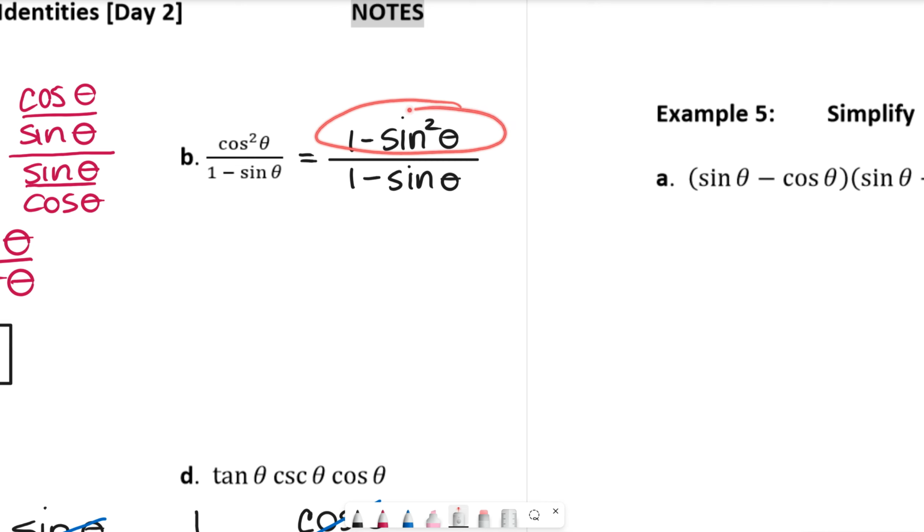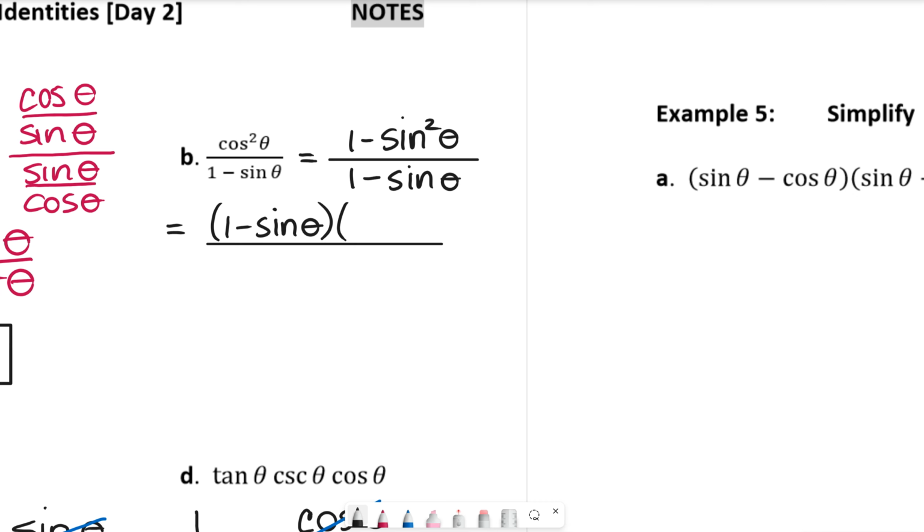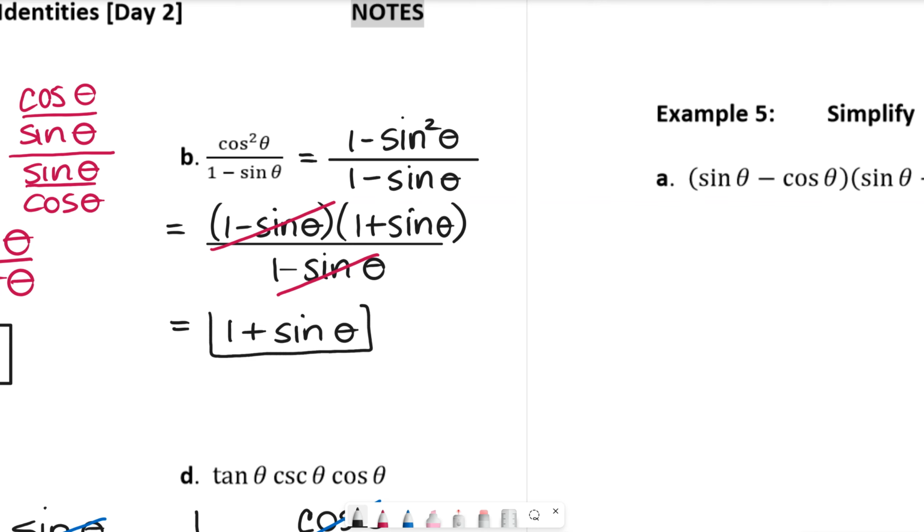But what I want you to recognize is that this is a difference of squares problem. So I can rewrite 1 minus sine squared theta as a product of 1 minus sine theta times 1 plus sine theta. And notice that when I write down the denominator, there are some common factors that I can now cancel, and I can reduce to 1 plus sine theta. And so this is my final answer.